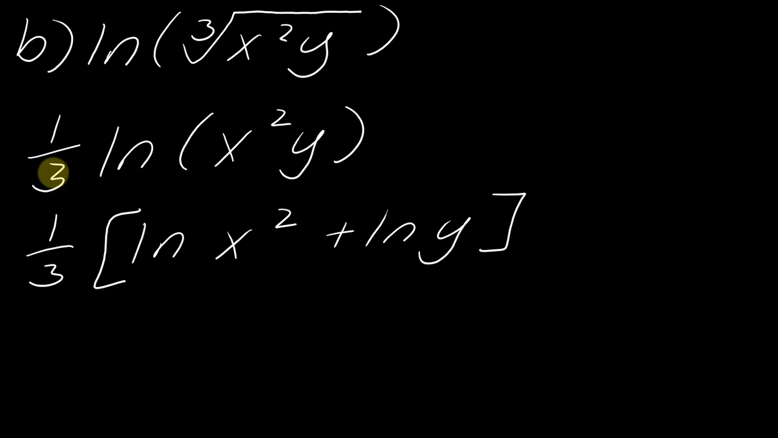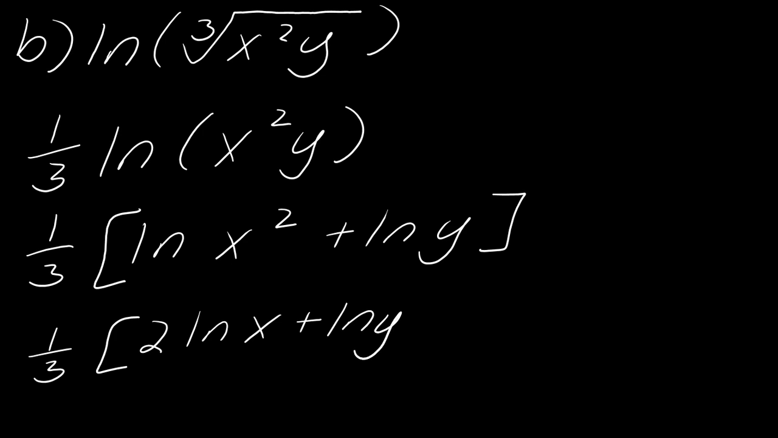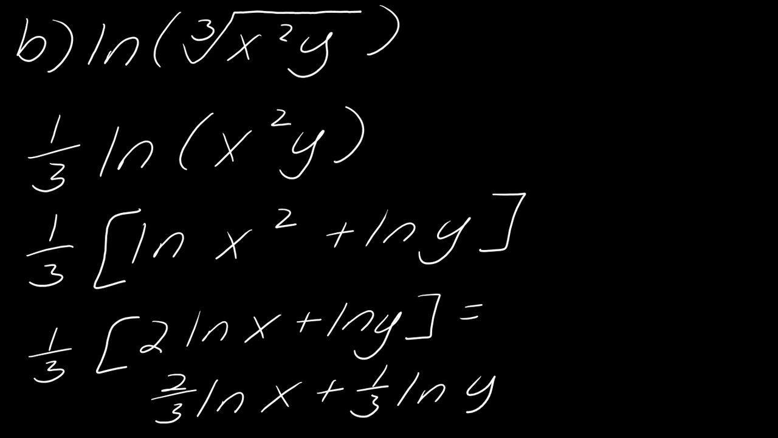But notice how the 1/3 is going to be multiplied into the whole thing. And then finally, I can write this as 1/3 times 2 times the natural log of x plus the natural log of y. And then if you want to, you can distribute that 1/3 in, tomato, tomato. I'm going to write this as 2/3 natural log of x plus 1/3 natural log of y. That is truly as expanded as I can possibly get this.